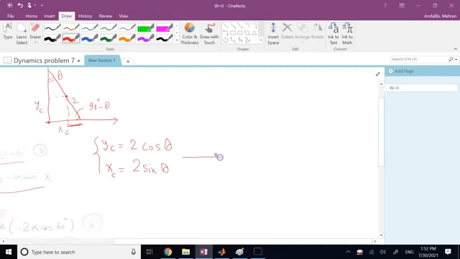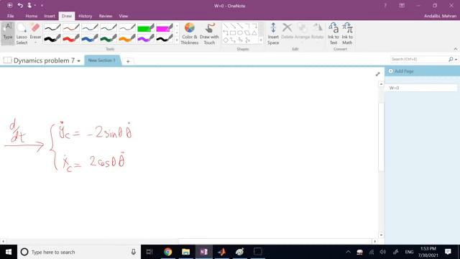Now, if I take a time derivative from this, I will get x dot of c and y dot of c to be what? Well, here again we have to use the chain rule, so this is going to be negative 2 sine theta theta dot, and this is going to be 2 cosine theta theta dot. Okay, and we want acceleration, so I need to take another time derivative.